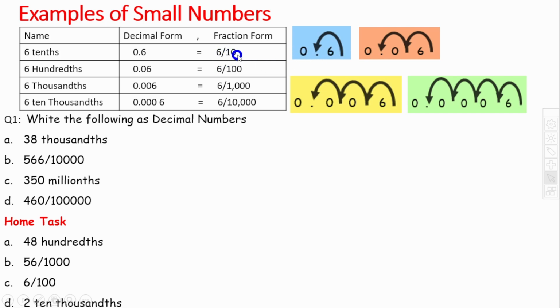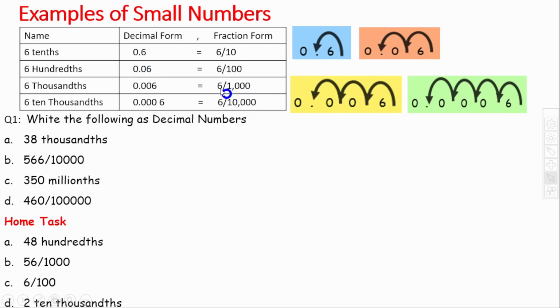After writing 6, you count the number of zeros that you have behind it or under, which is just 1. So you move the decimal point once, and you get 0.6 as the answer. If you want to convert this one to decimal form, you first write 6. After writing 6, you now count the number of zeros, 2. So you move the decimal point twice, 1, 2. It becomes 0.06. This is exactly what we have here.